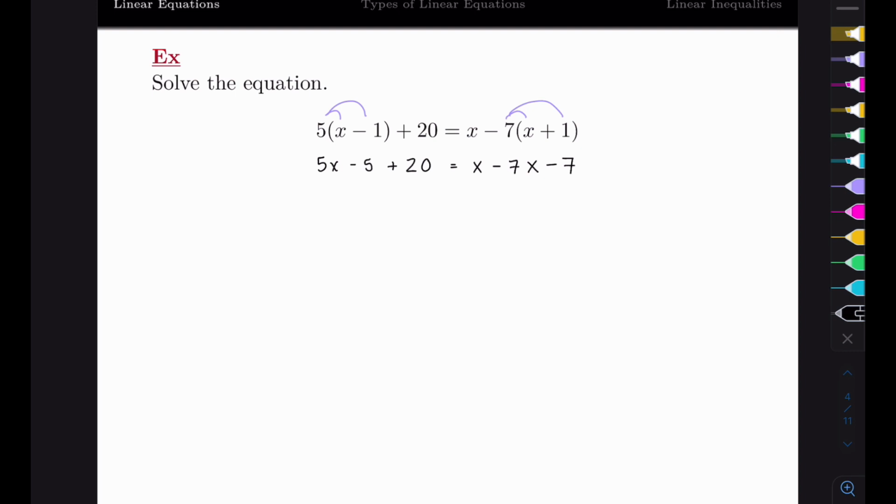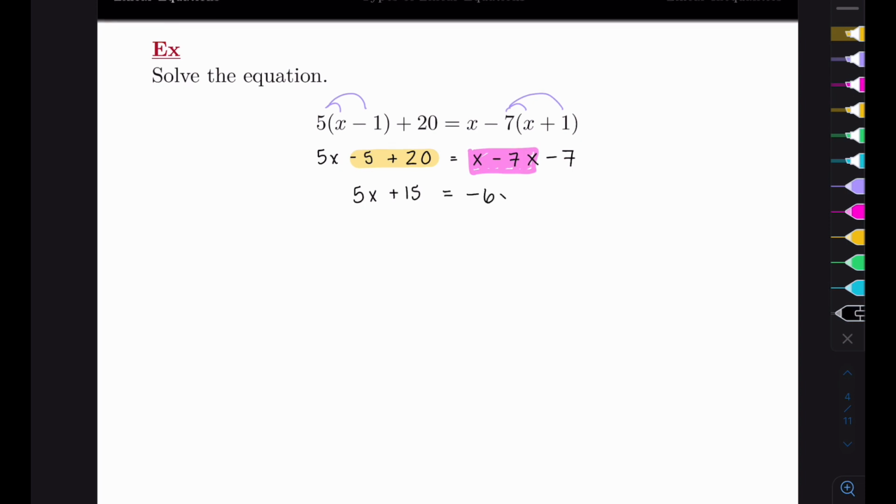So I've still got x's all across the board, but I can condense some things. Like over here, we've got -5 plus 20. So we can make that 5x plus 15. And then on the right-hand side, we have x minus 7x. We can combine those as well, and that gives us -6x minus 7. So I've simplified this to a much simpler looking expression, but I still have x's on both sides.